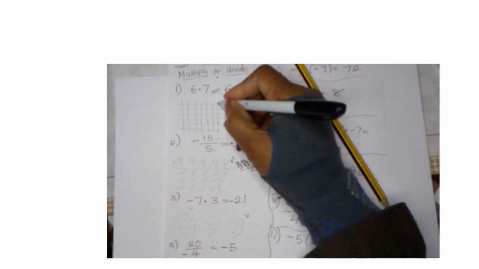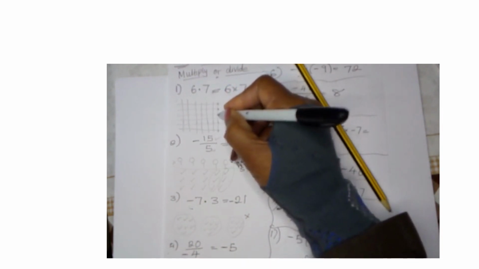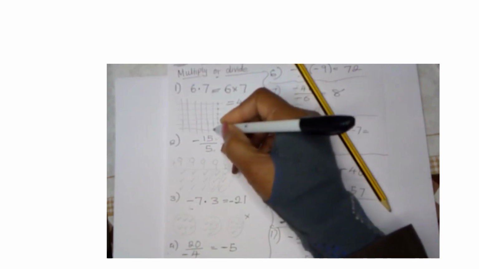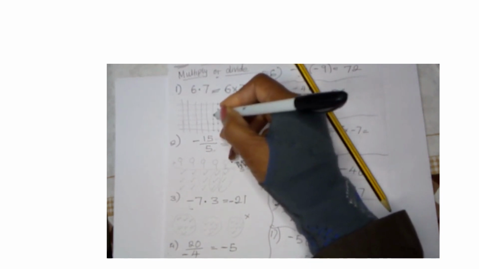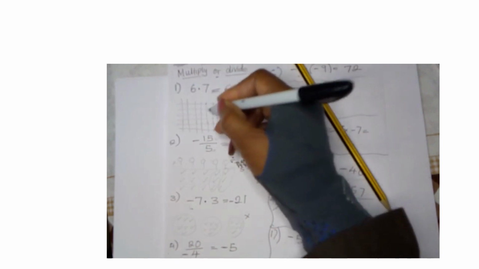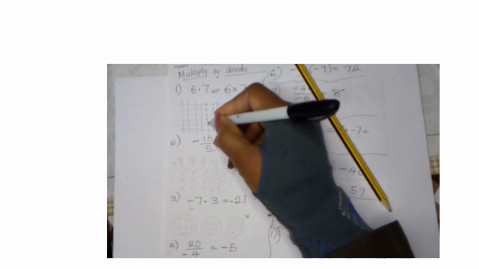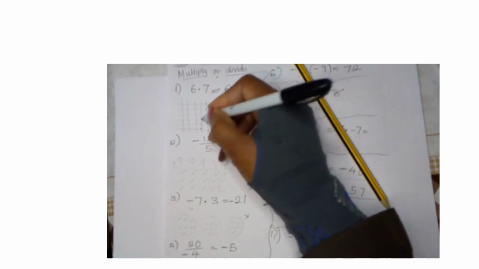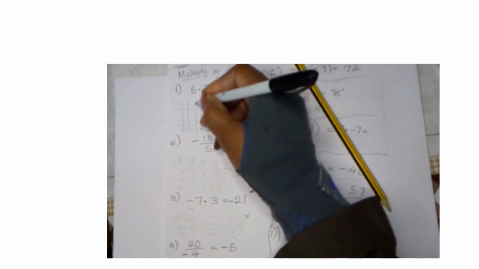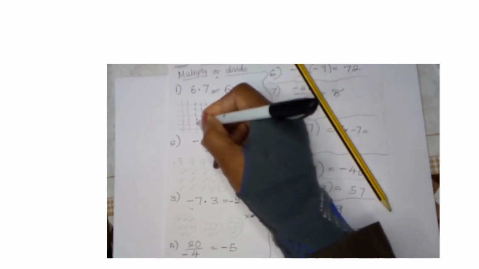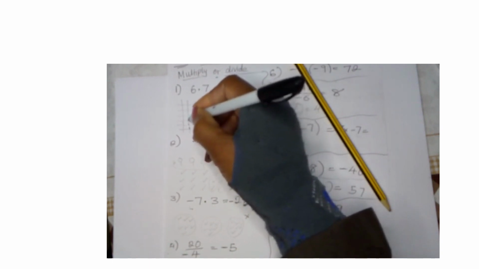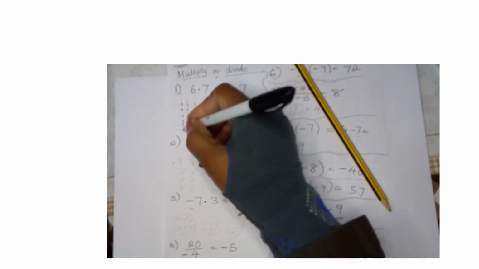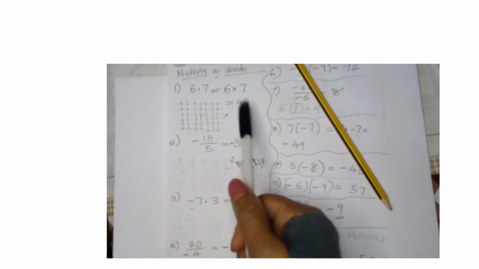Here is 1, 2, 3, 4, 5, 6, 7, 8, 9, 10, 11, 12, 13, 14, 15, 16, 17, 18, 19, 20, 21, 22, 23, 24, 25, 26, 27, 28, 29, 30, 31, 32, 33, 34, 35, 36, 37, 38, 39, 40, 41, 42. So 7 multiplied by 6 is going to give you 42. That's why I wrote 42.